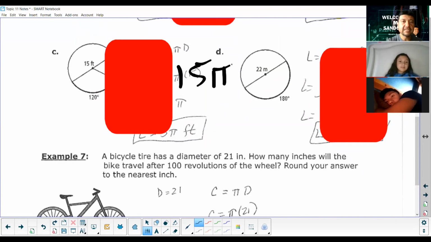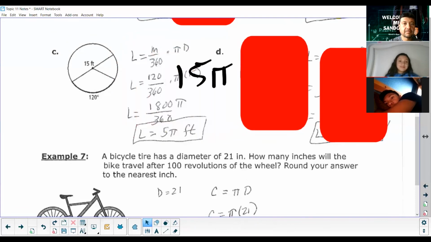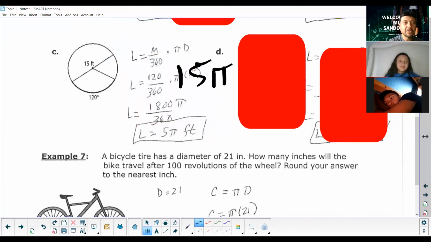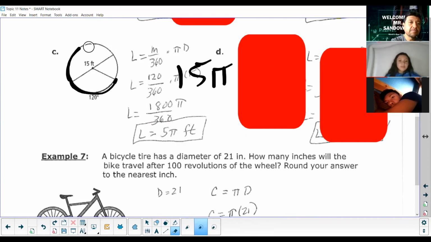Okay. Now, Celeste, do I want the whole circumference? No, I really don't. Remember, you only want this little piece right here. If I drew this all the way around, I could guarantee you that all that black is 15 pi. But I don't want 15 pi. I want less than that amount. I'm going to remove this whole piece and only find the fraction of what it is.